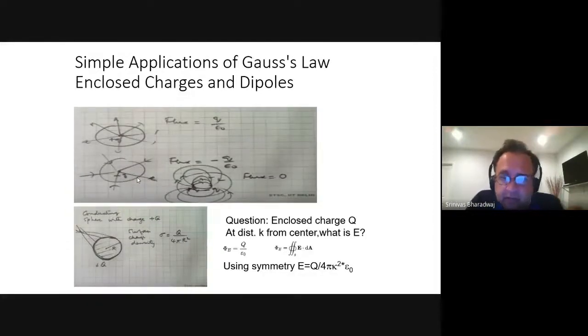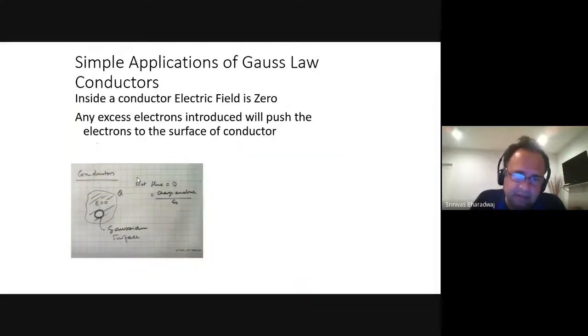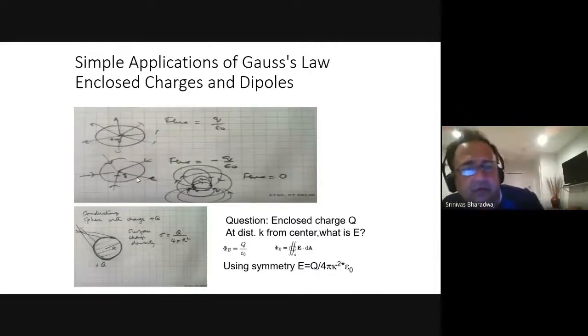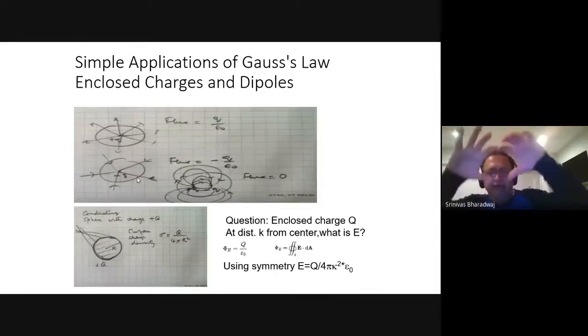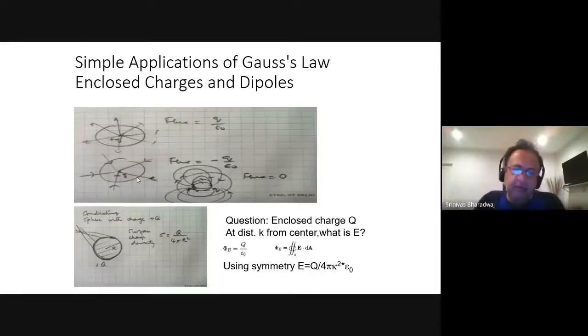So the enclosed charge Q, a simple application of Gauss's law. First is the conductor. Inside the conductor there is no charge, therefore there is no electric field. Now another simple application of Gauss's law, enclosed charge and the dipole. I already told you, if you cover a dipole which has a positive and a negative charge, the net flux will be zero if you cover both of them together. If you cover only one, one will have q by epsilon, the other will have a negative q by epsilon, because one is a positive charge and the other is a negative charge.